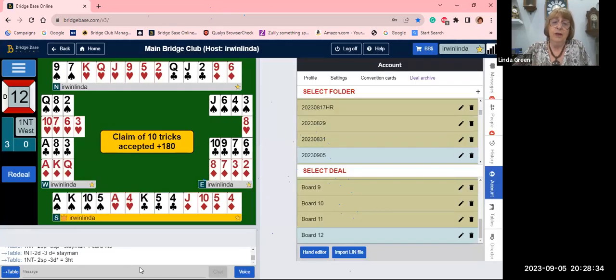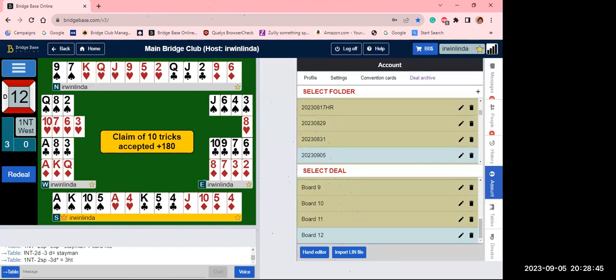That's by fluke. But if you look at it, there are no spade losers. There are no heart losers. All you lose are 2 diamonds and the ace of clubs. That's all. Nothing else. Okay, thank you.